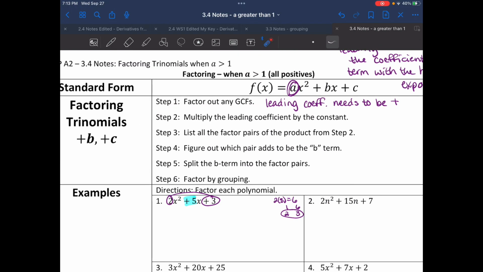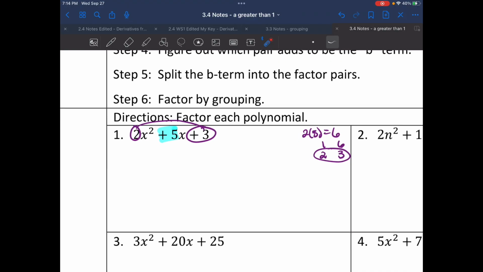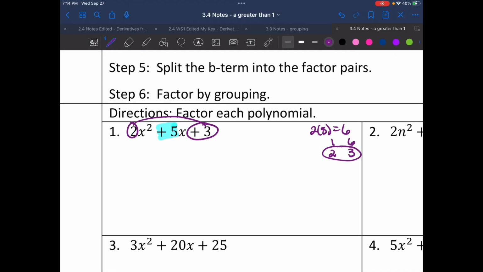So I have done step 1 where I factored out any GCFs. I didn't have one. Step 2, multiply leading coefficient by the constant. That was the 2 times 3. Step 3, list all factor pairs. That's the 1 and the 6 and the 2 and the 3. Step 4, figure out which pair adds to be the B term. It's 2 and 3. Step 5 is split the B term into the factor pairs.